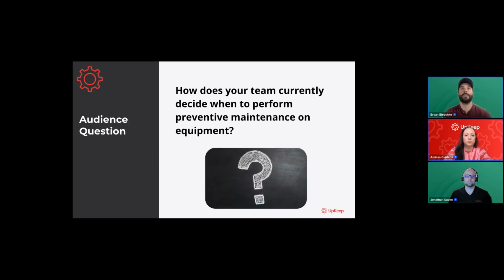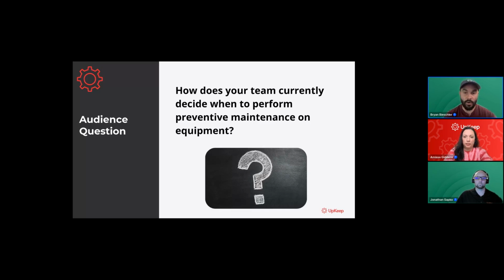Yeah. Okay. Questions. How does your team currently decide when to perform preventive maintenance on equipment? There's no right or wrong answers. I say this all the time. People get so caught up with, am I doing the best practice? Am I this? Am I that? It's like, look, how is your business functioning? Are you performing maintenance within the guidelines and the alignment of the way the business operates, right? That could look bad to me, but good to you, right? So it's no right or wrong answer. How are we doing it?